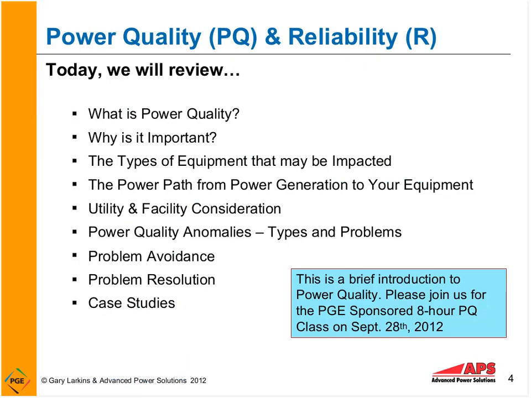So today we'll review what is power quality. Why is it important? The types of equipment that may be impacted. We'll talk about the power path from power generation to your equipment. We'll talk about utility and facility considerations, power quality anomalies. What are the types of problems that you might see, the anomalies and the problems they create? How to avoid those problems. If you have something that you suspect is a power issue related to power quality, how do you resolve that? And we'll introduce some case studies.